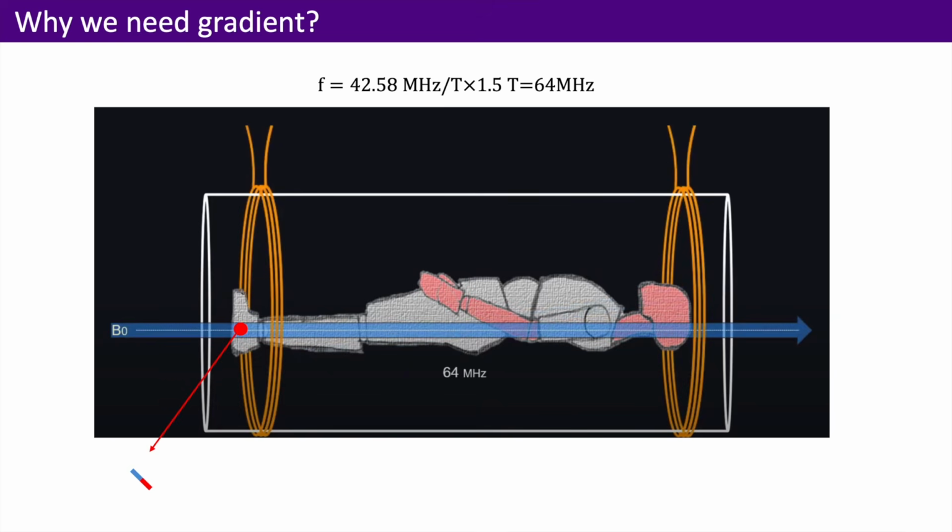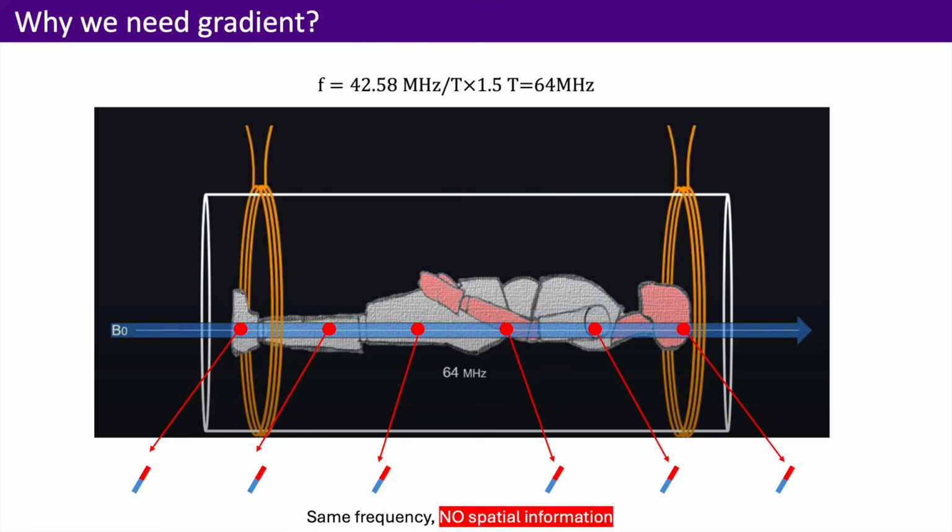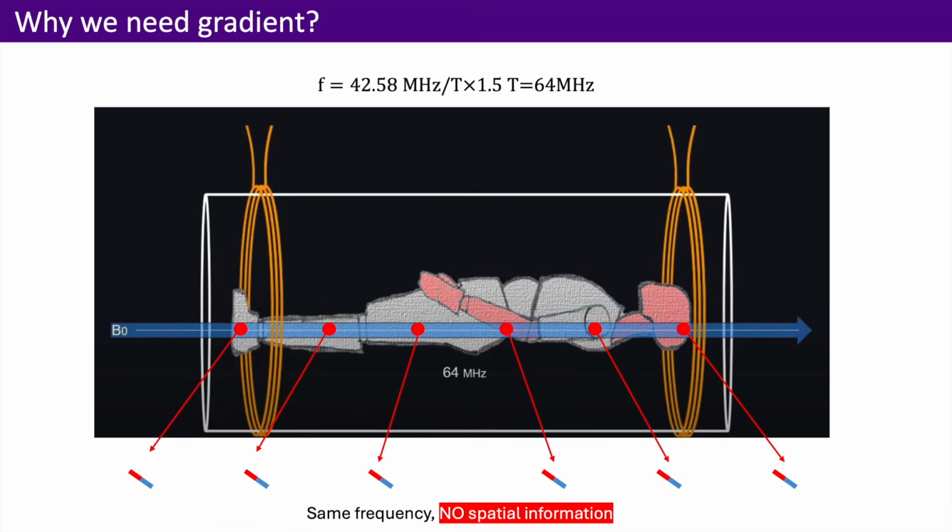If we take a proton from, let's say, the toe, we get the same frequency. If we take one from the leg, we get the same frequency. From the body, we get the same frequency. From the arms as well. By this, we see that we have the same frequency all over, which means we have no spatial information. Basically, although we have the strong magnetic field, this field alone can't be used to get spatial information. So we need to change the frequency somehow to get spatial encoding.